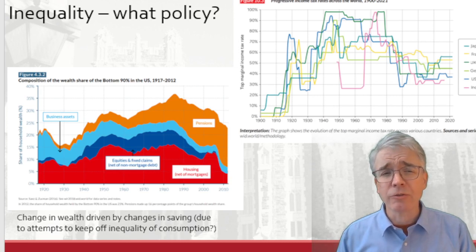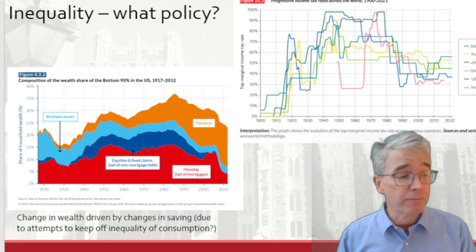The other chart there shows how the bottom 90% of people in the US hold on to their wealth. Mostly they're saving for retirement. Housing, that's in red at the bottom, used to be a big part, but then people took on more debt.